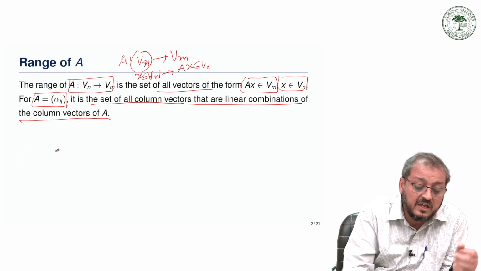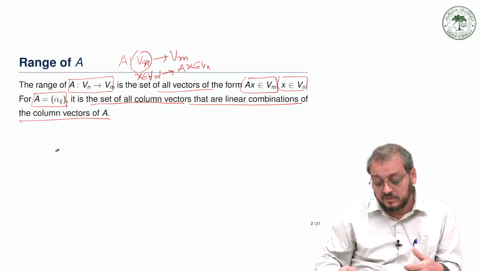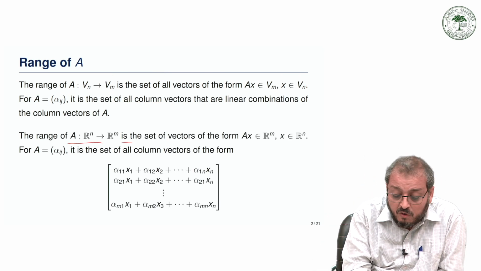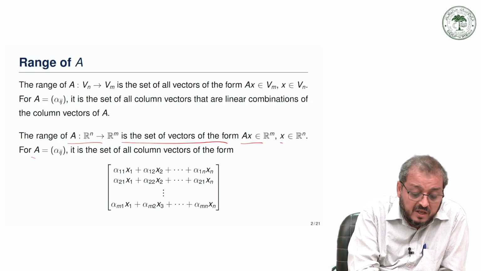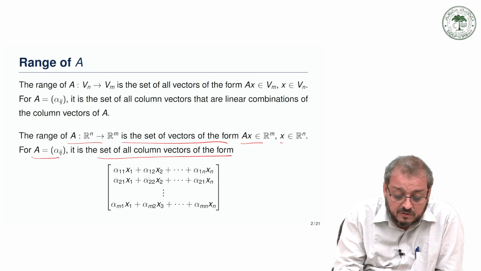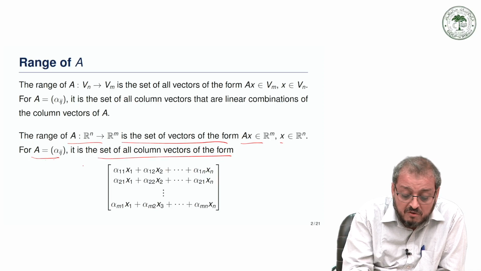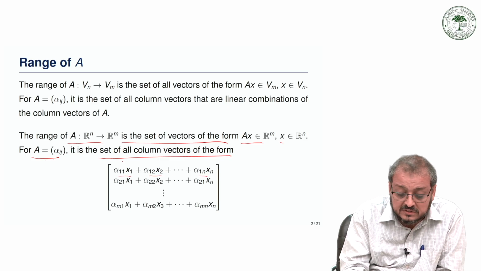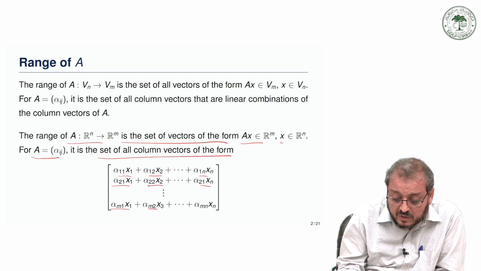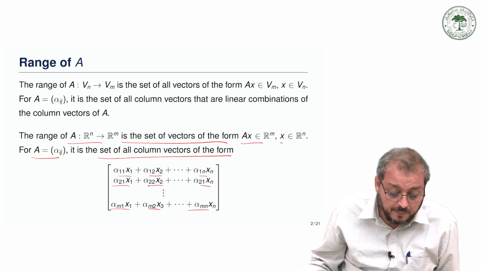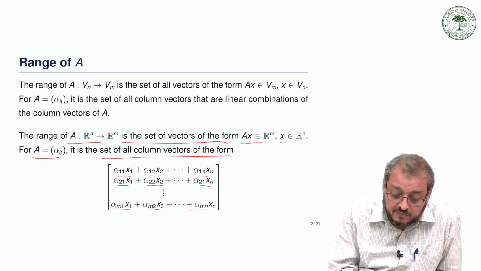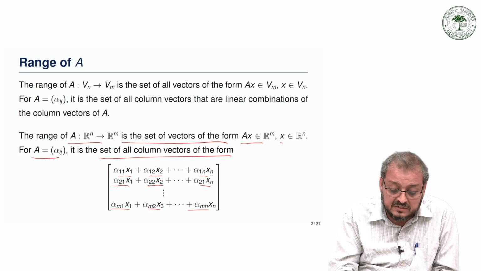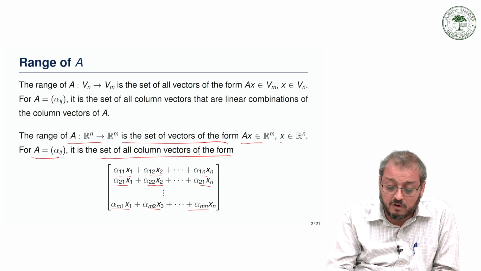In a similar fashion, we have the set of all column vectors that are linear combinations of the column vectors of A. So the range of A is the set of all vectors of this form, where A equals alpha ij is the set of column vectors, that is, alpha 11 x1 plus alpha 12 x2, and so on. If we take the column vectors in this form, each is one of the columns of A, and this way the range is the set of all vectors of this form.